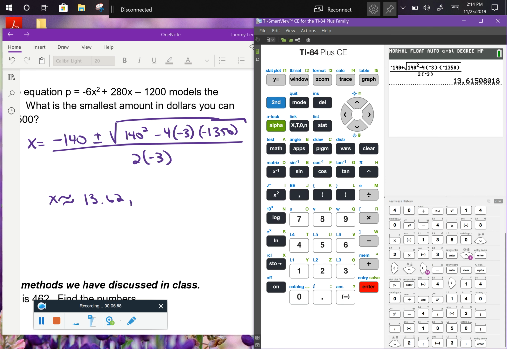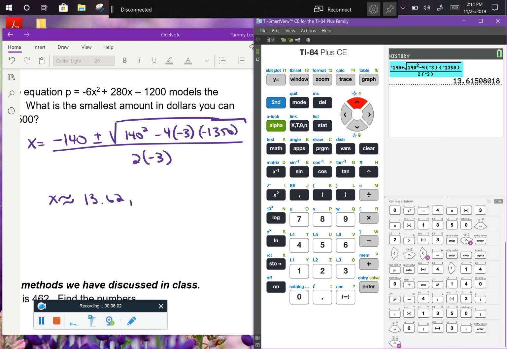All right, so that was the plus one. Now I'm going to go up. I'm going to use my up arrow until the formula I entered is highlighted, and I'm going to hit enter. Notice it retypes the whole thing. What's the only difference that I need? Katie? Yeah, I need to change that plus sign to a minus.